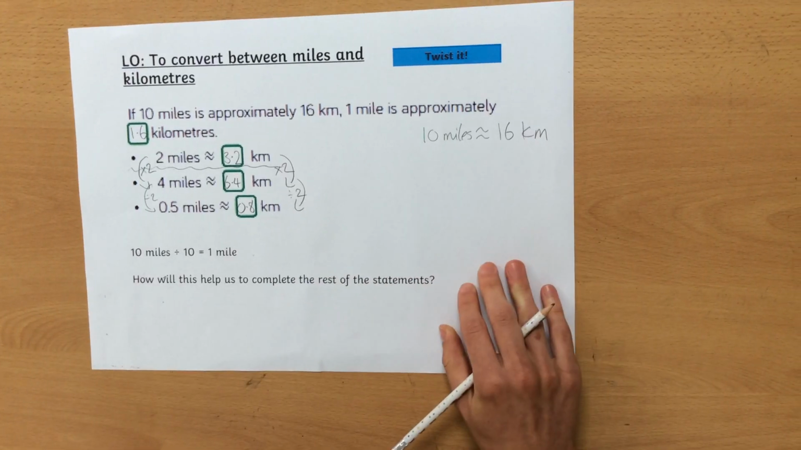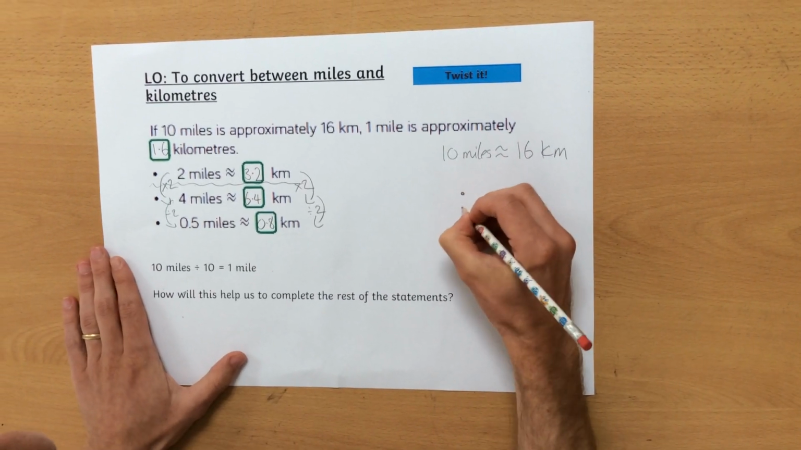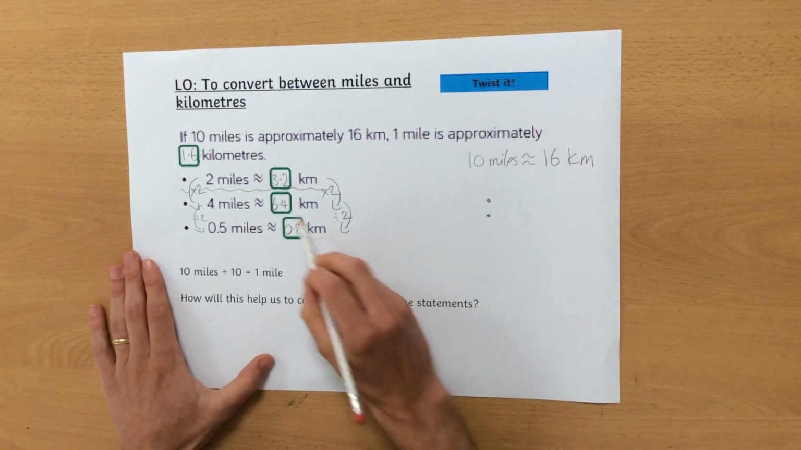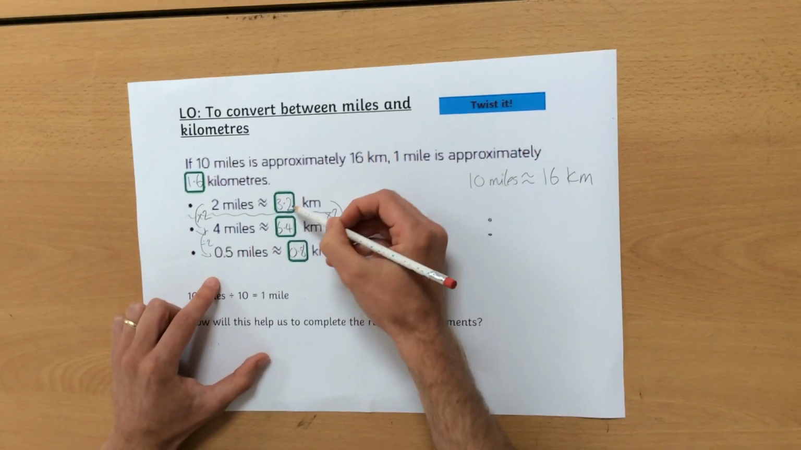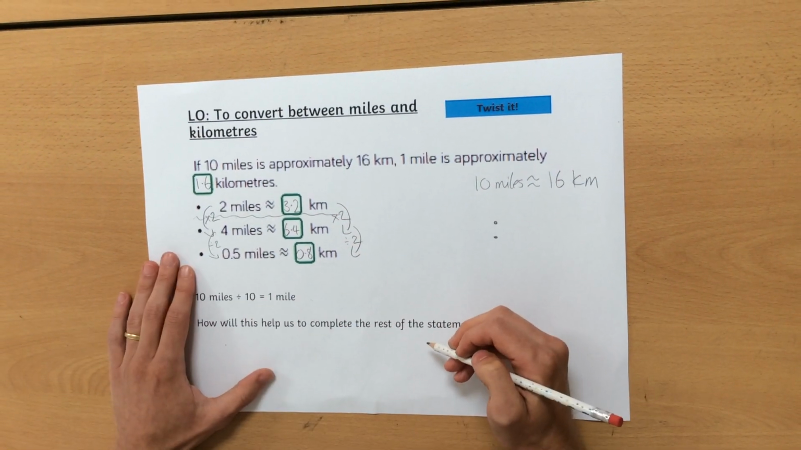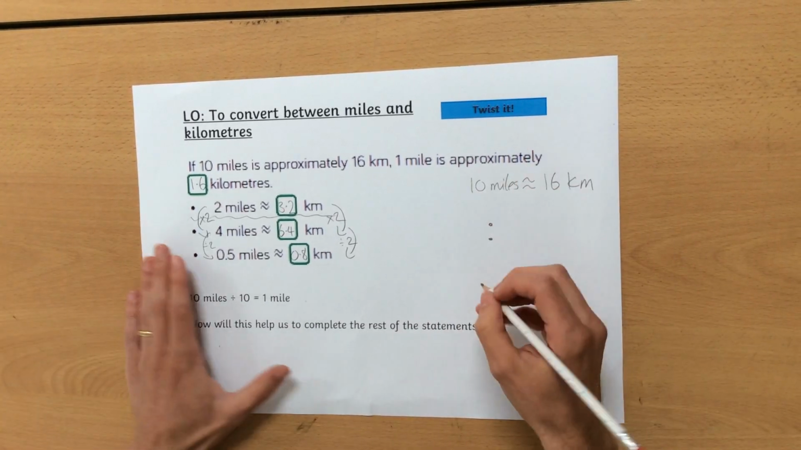So there you are, year sixes. Top tips there: use your ratio symbols, and also use the calculations you've already done to help you with further calculations.